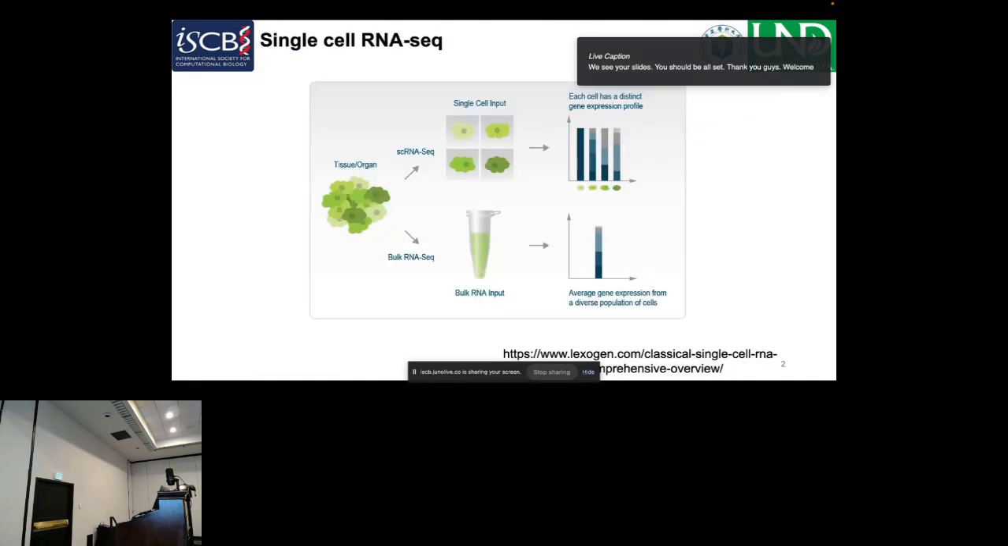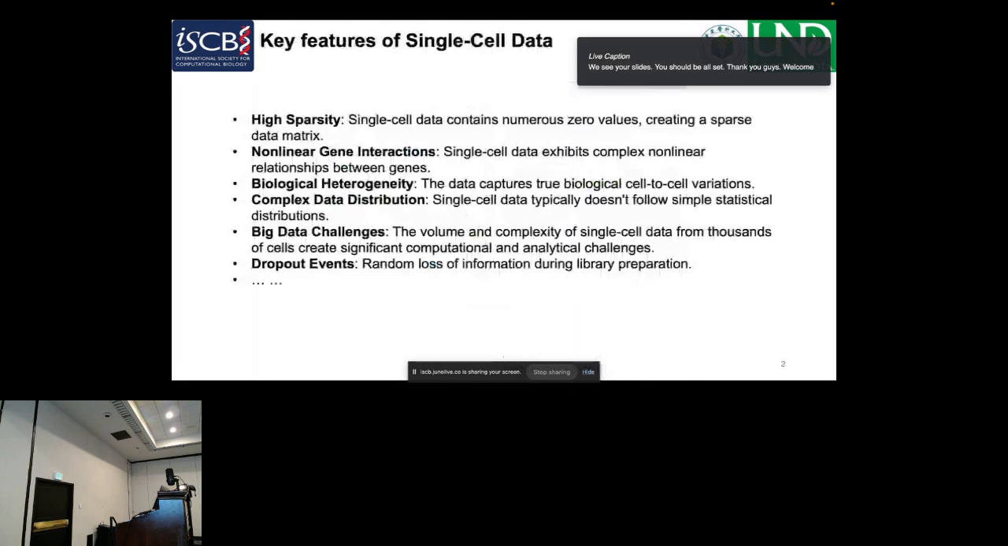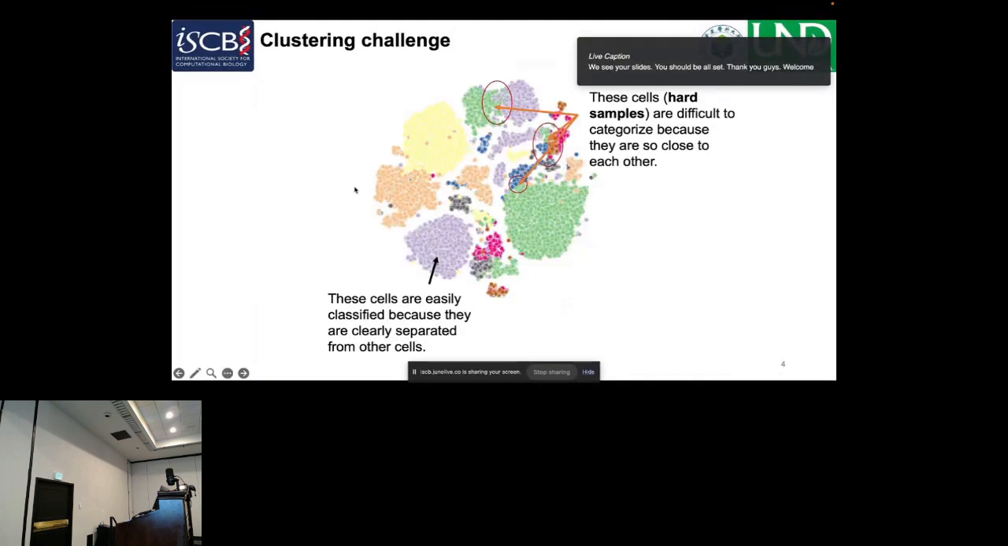First, I want to give a short background. Unlike traditional bulk RNA-seq, which only provides an averaged gene expression profile from a mixed cell population, single-cell RNA-seq captures information from individual cells and reveals the heterogeneity. The key features of single-cell data are high sparsity and complex nonlinear gene interactions that need specialized methods to reveal the true biological heterogeneity. We all know single-cell clustering is crucial for downstream analysis.